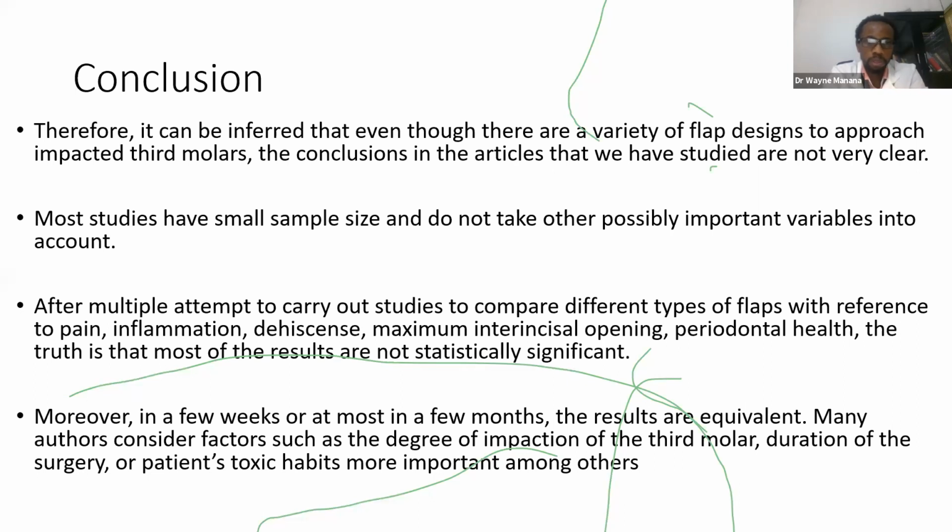And after multiple attempts to carry out studies to compare different types of flaps with reference to pain, inflammation, dehiscence, maximum interincisal opening like trismus, periodontal health of the second molar, the truth is that most of the results are not statistically significant. And moreover, in a few weeks or at most a few months, the results of the different types of flaps are equivalent. Many authors consider factors such as degree of impaction of the third molar, the duration of the surgery, and the patient's toxic habits like smoking to be more important.